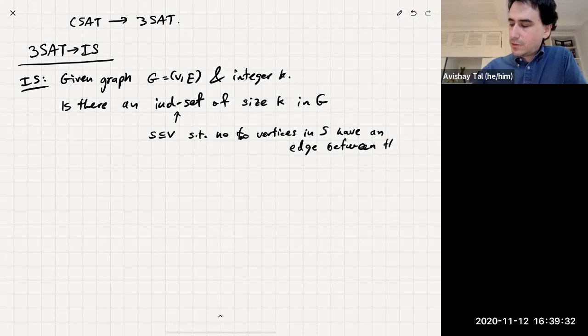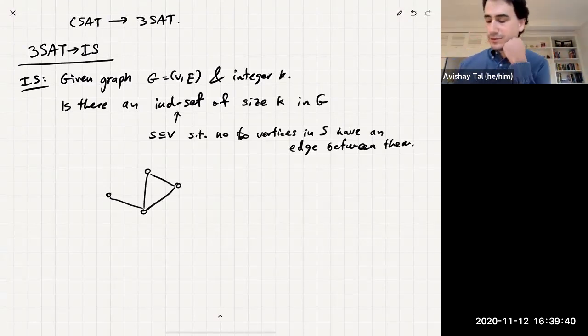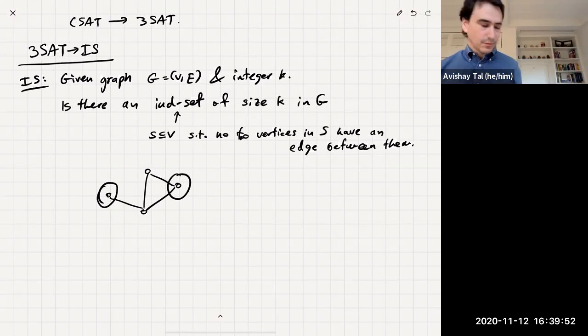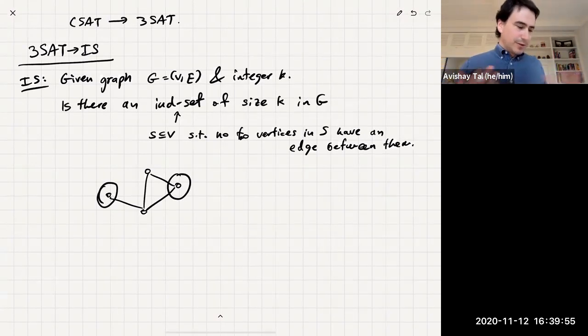So we have some graph, I don't know, let's say this thing. And we're looking for a subset of the vertices, let's say this one and this one, so that they don't have any edges between them. So this is, for example, an independent set, these two vertices. And this seems like a fairly simple question, right? I give you a graph and a number, find me a set of k vertices that have no edges between them. At least it's a problem that is easy to describe, but it turns out this is an NP-complete problem.